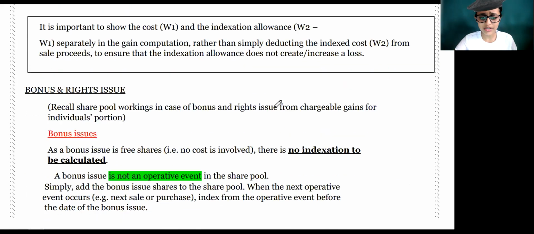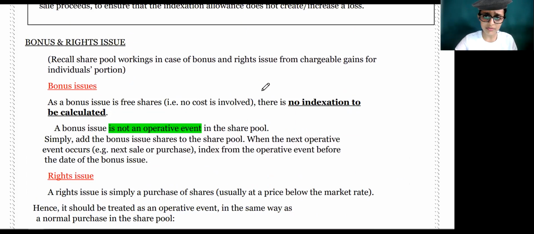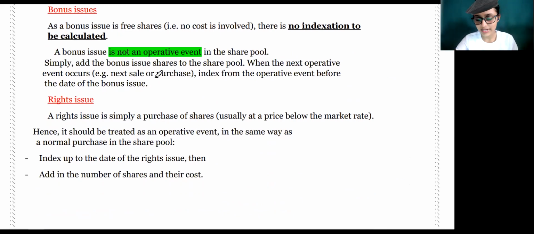Then another thing to think about is with regards to bonus and rights issue. Bonus is an operative event. Rights issue is not an operative event, which means when it comes to bonus, after a purchase, the next is a bonus. Should we do IA? No need to do IA. But rights issue, yes, we have to calculate IA.